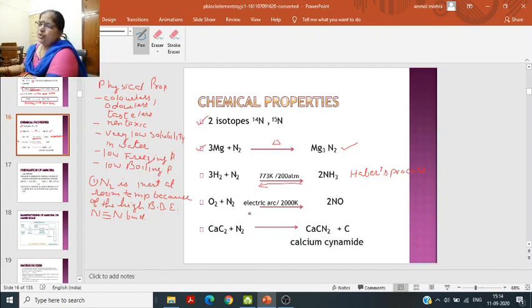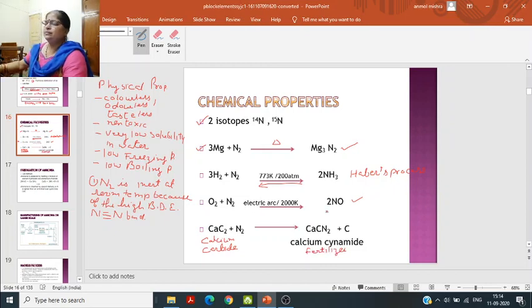Next is N2 plus O2 gives you nitric oxide. Now calcium carbide combines with nitrogen to form calcium cyanamide, which is a fertilizer. Baki this all of you know, this is nitric oxide.